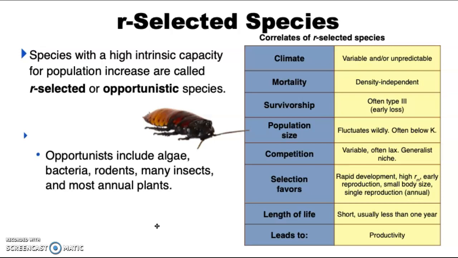These organisms don't have a very long lifespan. It's usually less than a year, and they have a very high productivity. So they're reproducing a lot and they have a lot of offspring.